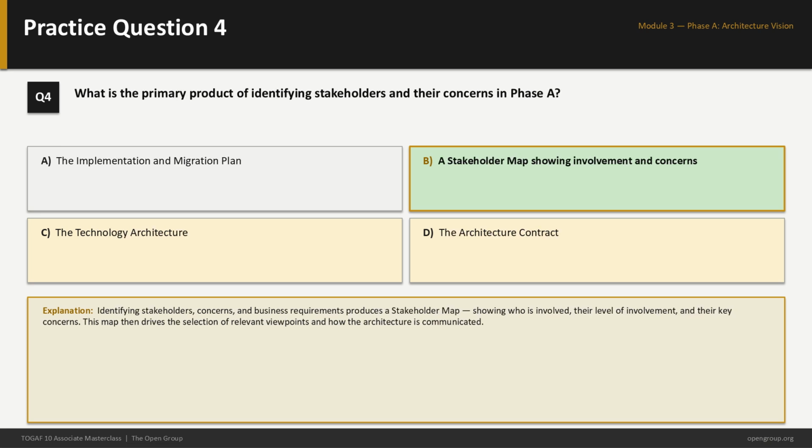Question 4. What is the primary product of identifying stakeholders and their concerns in Phase A? Pause to consider your answer. The correct answer is B. A stakeholder map showing involvement and concerns. Identifying stakeholders, concerns, and business requirements produces a stakeholder map showing who is involved, their level of involvement, and their key concerns. This map then drives the selection of relevant viewpoints and how the architecture is communicated.